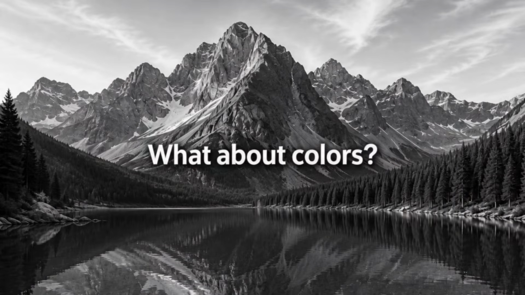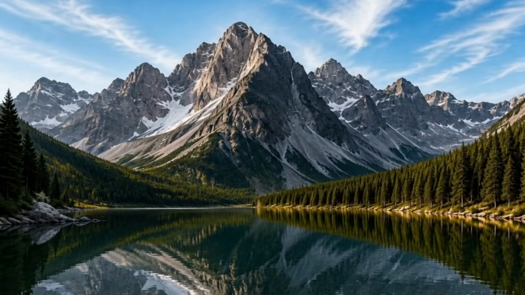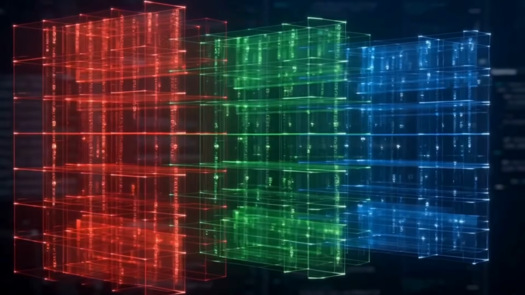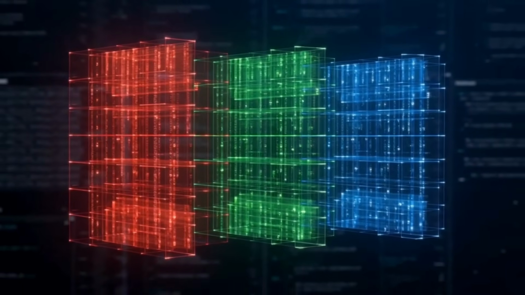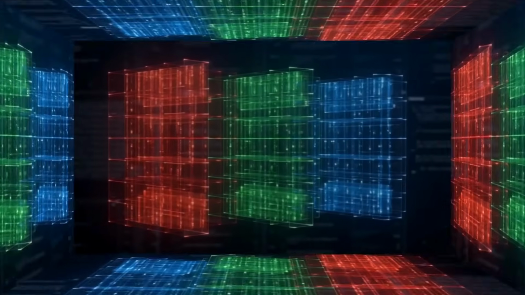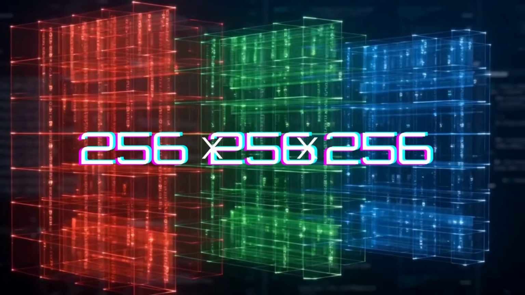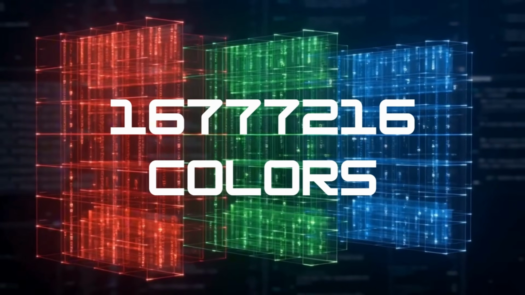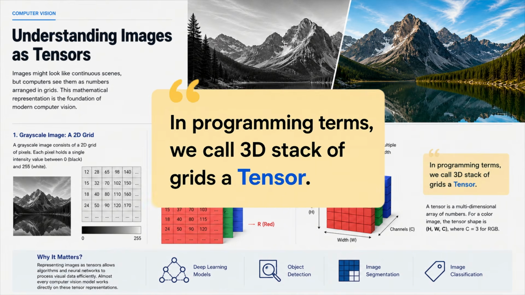But what about color? To handle color, we use RGB instead of one grid. The computer stacks 3 separate grids together, one for red intensity, one for green, and one for blue. We call these channels. By mixing different amounts of these 3 colors at every single pixel location, a computer can display or read over 16 million colors. In programming terms, we call this 3D stack of grids a tensor.